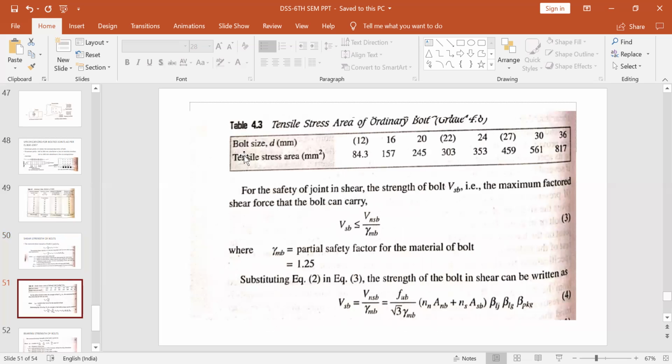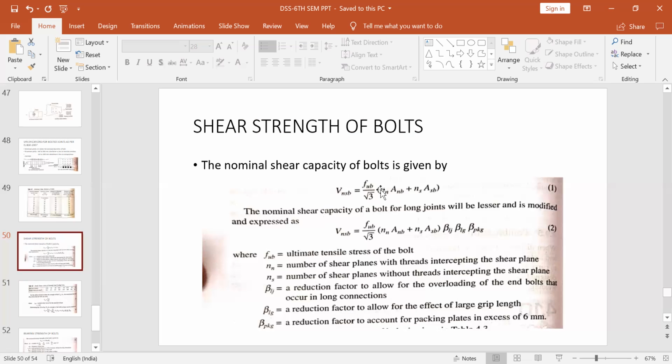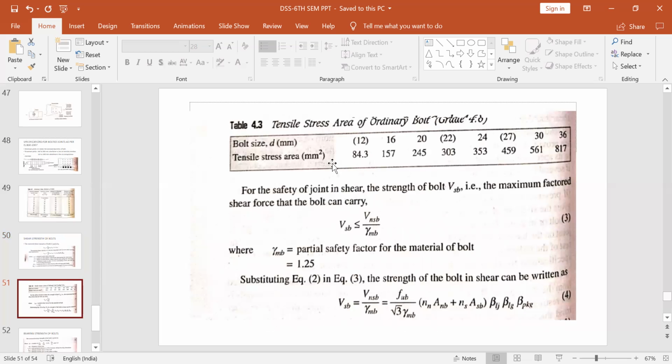Now see, bolt size and tensile stress area. This ANB is the net tensile area of the bolt. This is given according to the diameter from this table. For example, for 12 mm dia, it is 84.3. For 20 mm, 245. For 16 mm, it is 147. So you have to take it from this table. This table is also given in your code.